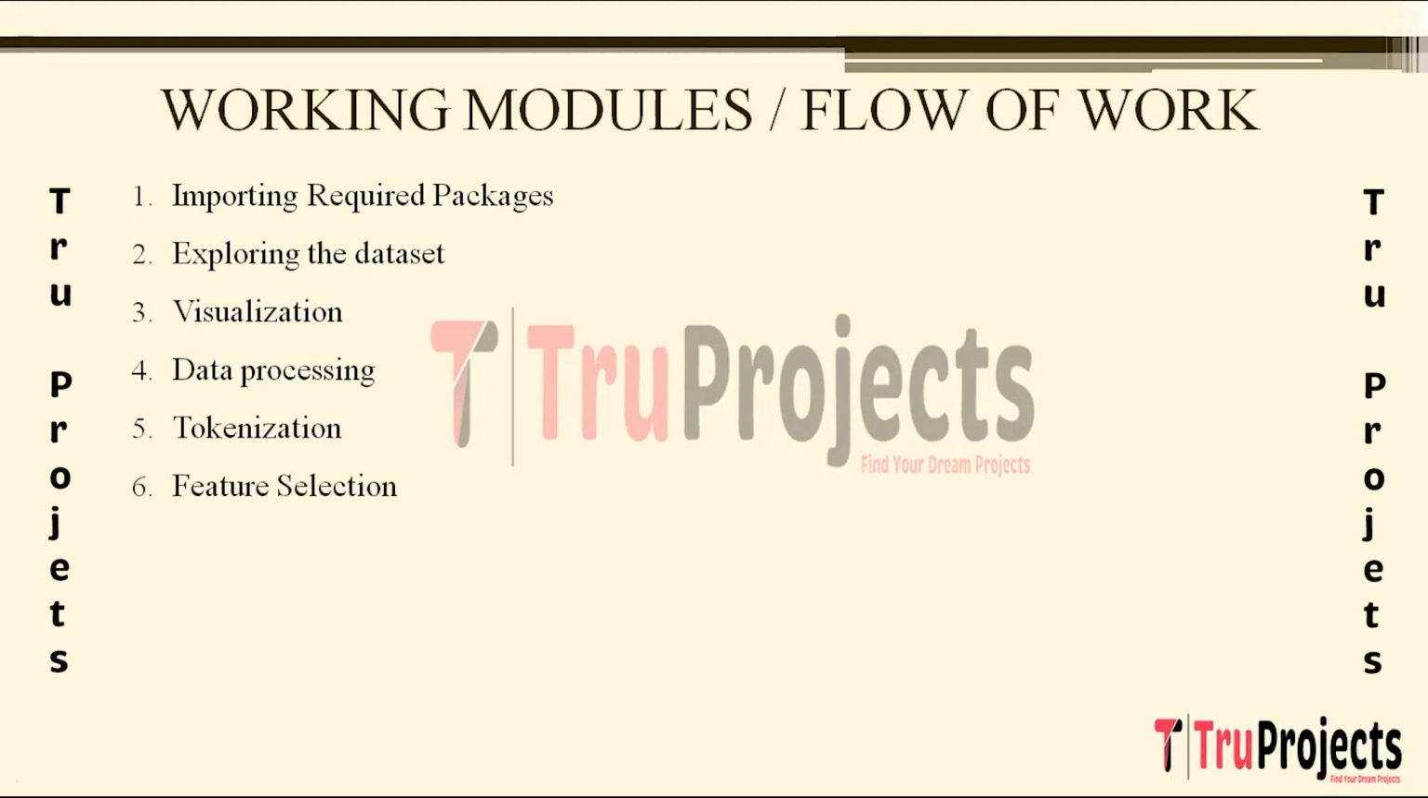The next one is feature selection. So here, feature selection methods are applied to select the most relevant features from the tokenized data. This step helps in reducing dimensionality and focusing on the most informative features for sentiment analysis.